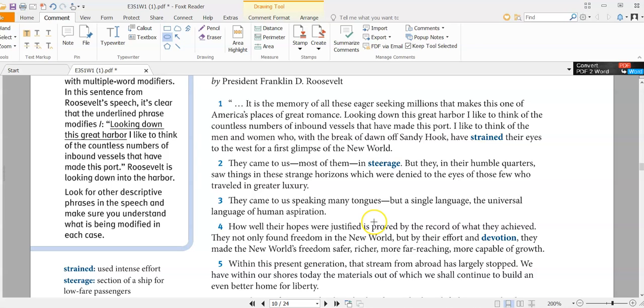How well their hopes were justified is proved by the record of what they achieved. They not only found freedom in the New World, but by their effort and devotion, they made the New World's freedom safer, richer, and more far-reaching, more capable of growth.